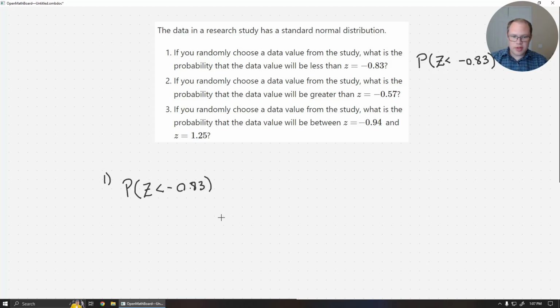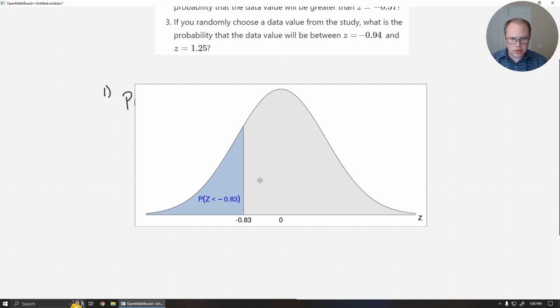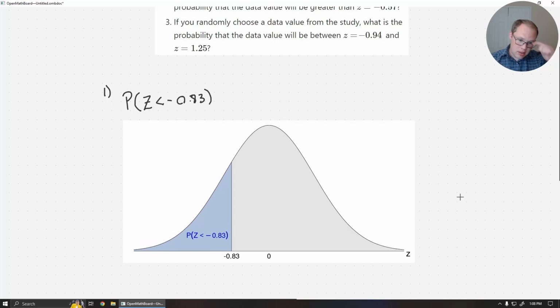You always want to draw a picture for these. And I have a very nice picture over here ready to go, so you don't have to suffer through watching me do an untidy drawing. This is what we would get. I have my horizontal axis here, which, because it's a standard normal distribution, is a z-axis. We use z instead of x for a standard normal distribution. Negative 0.83 is less than 0, so it's to the left. And I'm interested in the z values that are smaller than negative 0.83, so I shade to the left, and that's why this left portion is shaded.